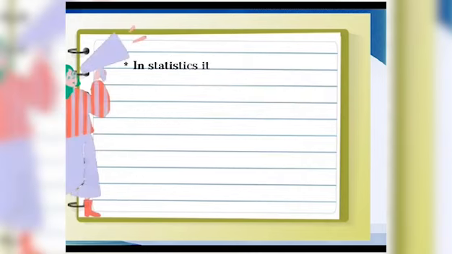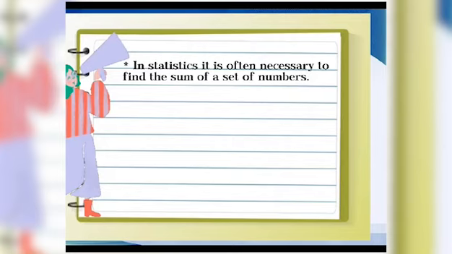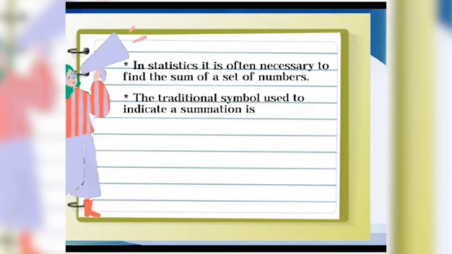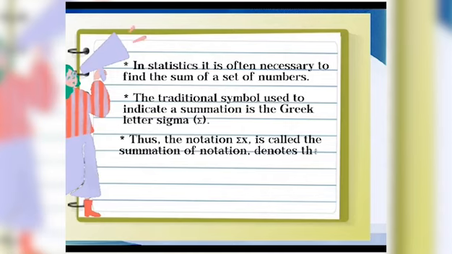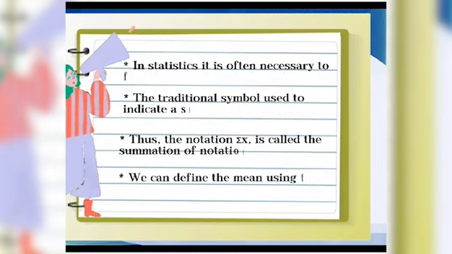In statistics, it is often necessary to find the sum of a set of numbers. The traditional symbol used to indicate a summation is the Greek letter sigma. Thus, the notation Σx is called the summation notation. It denotes the sum of all the numbers in a given set. We can define the mean using summation notation. The mean of n numbers is the sum of the numbers divided by n.